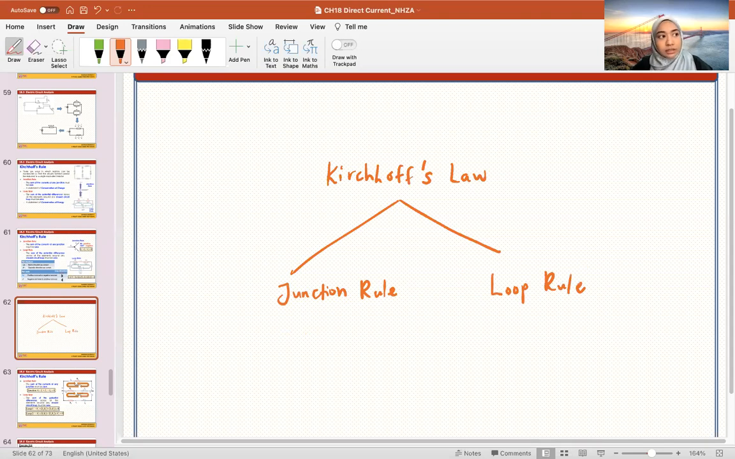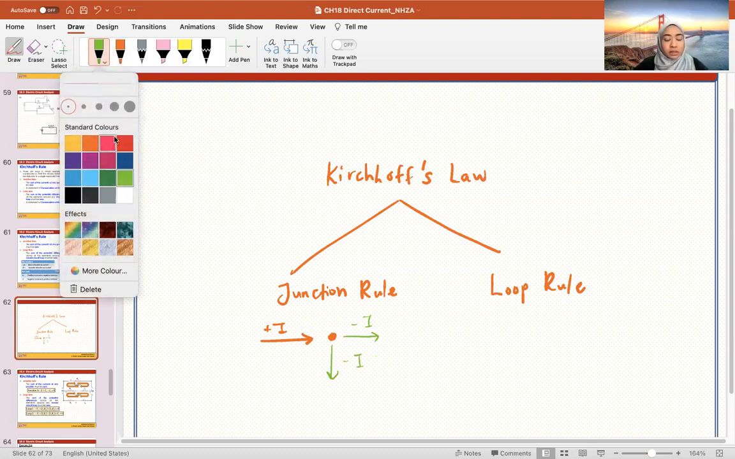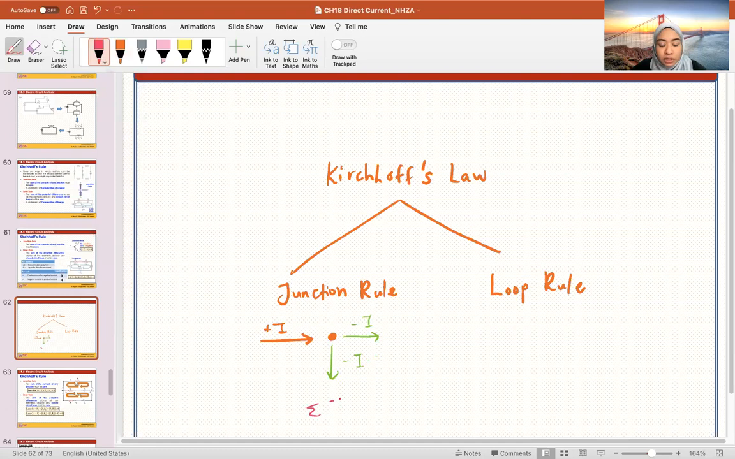The junction rule tells you that a current that is going into a junction becomes a positive, and a current that is going out of the junction becomes a negative I. Okay, so that is what it's saying. And then in the junction, the total summation of I should be equal to 0, which means that if I have I1, I2, I3, the sum of these guys should be equal to 0. So this is what the junction rule says.